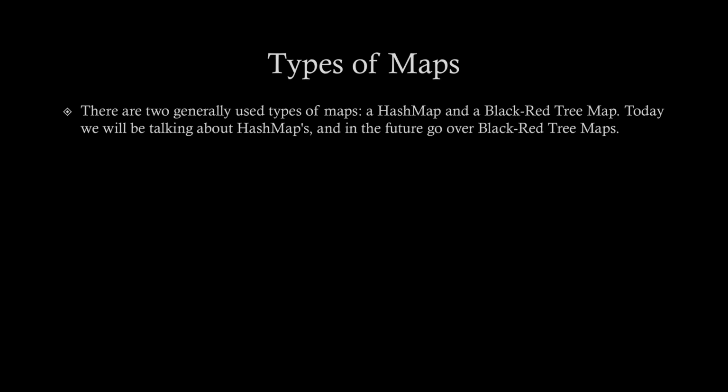So before we start, we have to talk about the types of maps. There are generally two types of maps that are used within programming languages, a hash map and a red-black tree map. Today we'll be talking about hash maps, and in a future video we'll go over red-black tree maps. And if you want some examples of what these are in C++, a hash map is unordered_map, and a red-black tree map is just map.